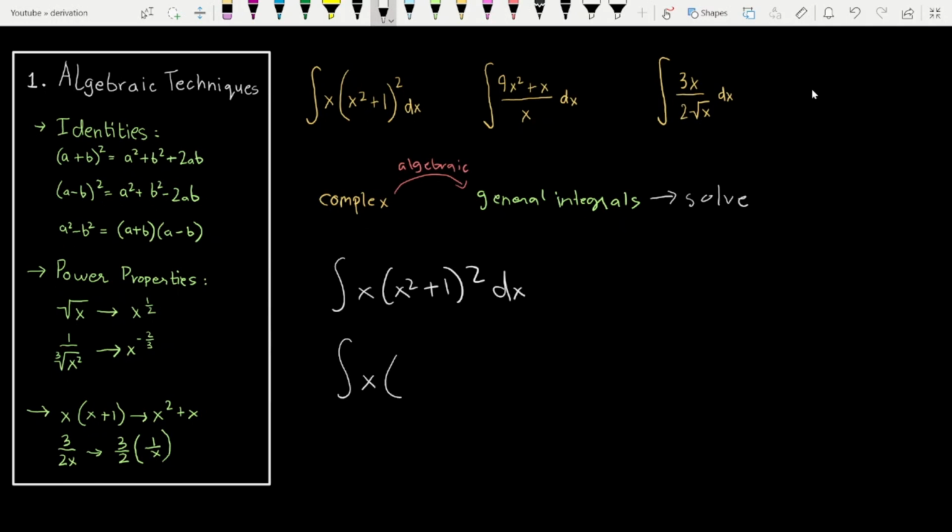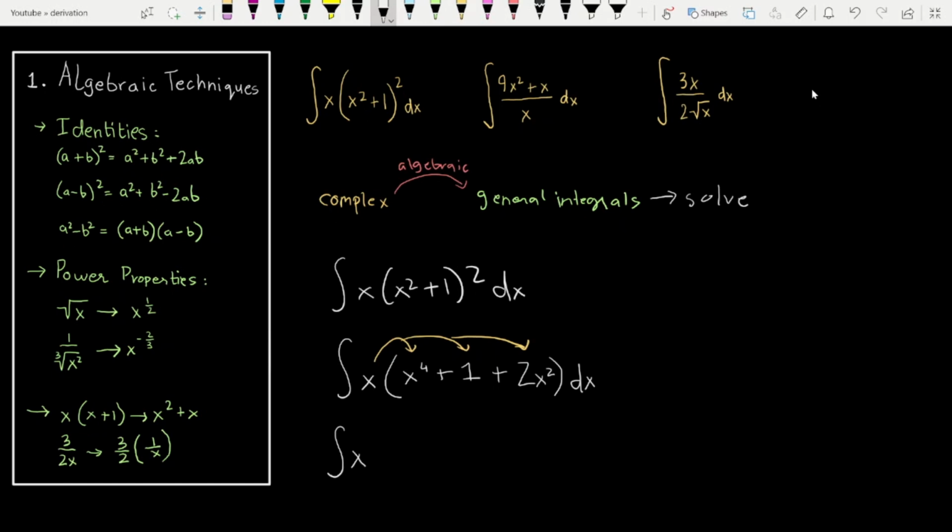This is going to basically become x to the power 4 plus 1. The square of 1 is going to be 1, so I'm just going to write 1 over there, plus 2ab. So 2 times x squared times 1. That's going to be 2x squared. Okay, now this already looks way simpler. Now I can just go ahead and multiply this x inside this bracket and basically get 3 different terms, and then I can split the integral and basically apply the power rule.